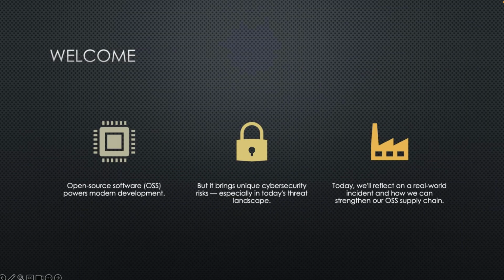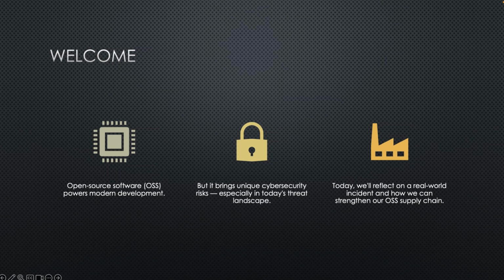So welcome everyone. Today is talking about open source software. It does power modern development. No one tries to develop all the libraries from scratch. So almost all development will be using third-party libraries, but these do bring unique security risk, because just because everyone is using it doesn't mean it's secure anyway. So that will be risk that you may bring into your software.